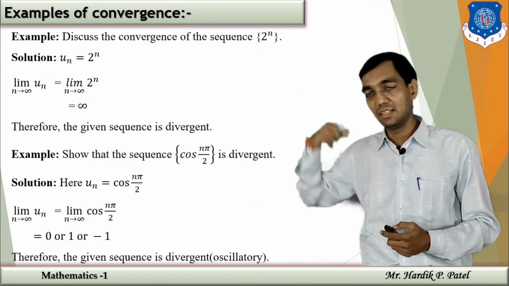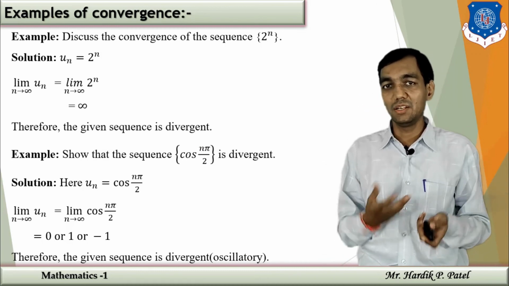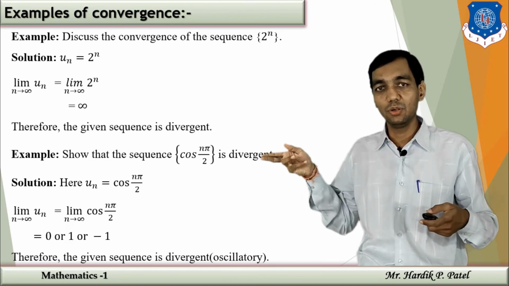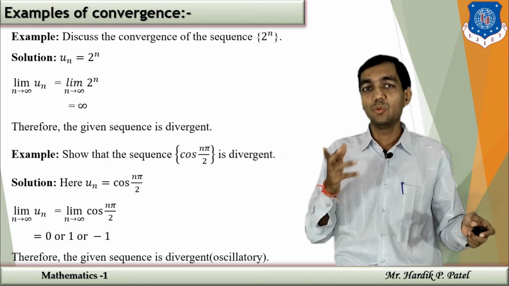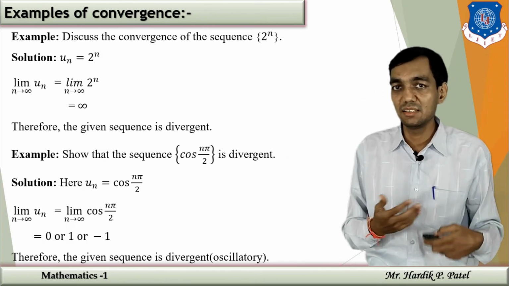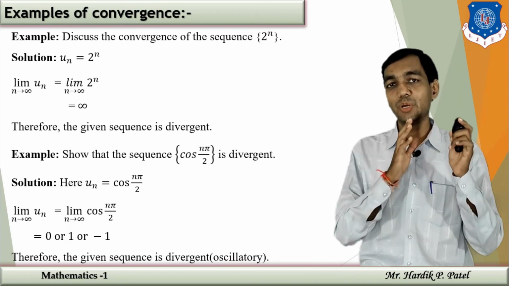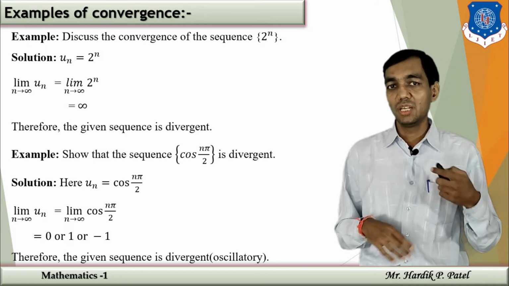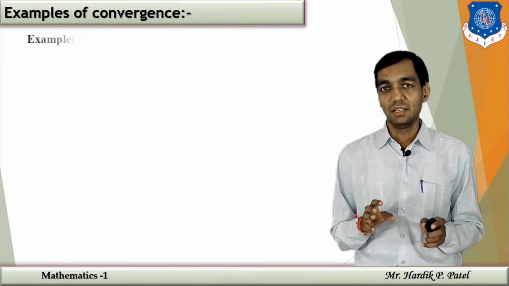Considering it in this manner, you cannot tell where n is going to stop at infinity. So you have 3 different limits, either 0 or 1 or minus 1. So that's why you have more than one limit. In this case, the sequence is said to be oscillatory. And oscillatory is nothing but a particular form of divergence. Whenever you have more than one limit, in that case your sequence is said to be oscillatory.